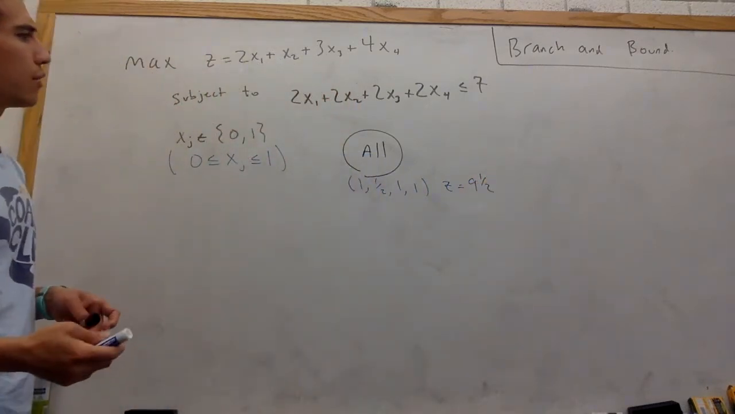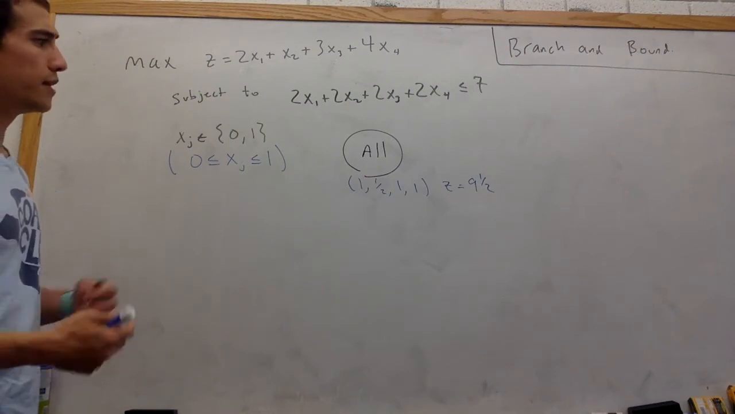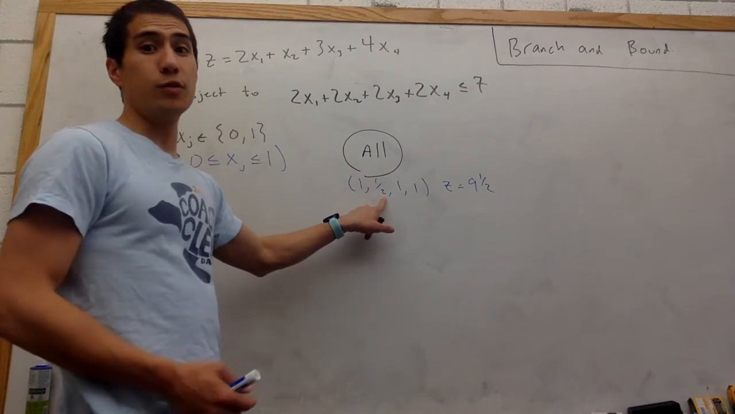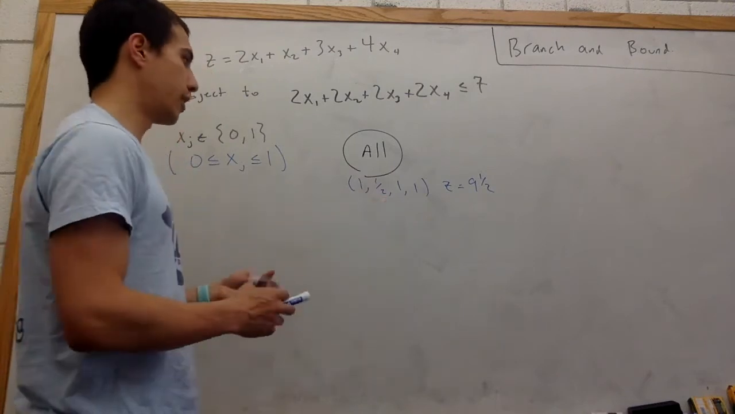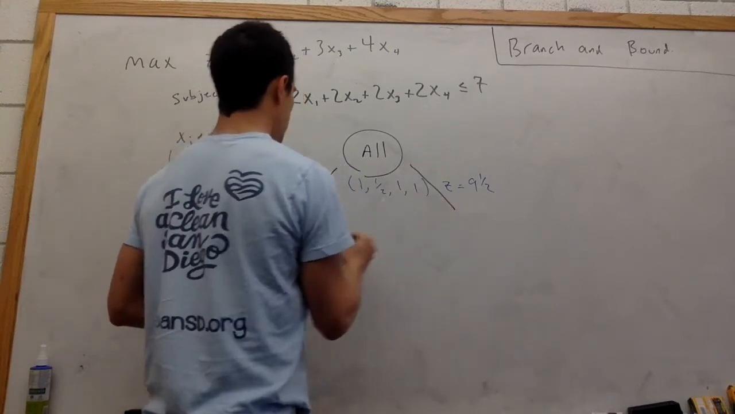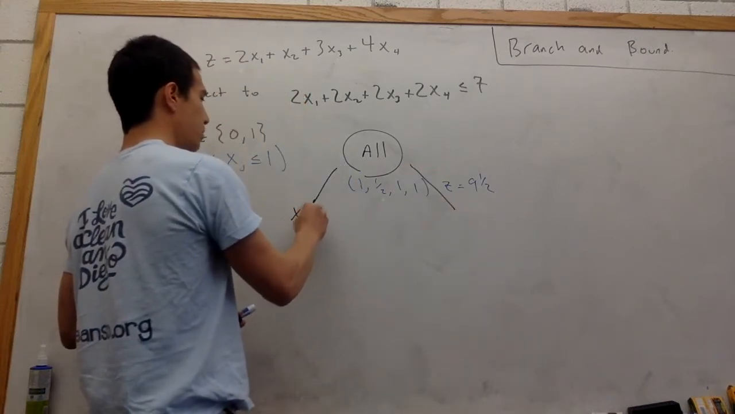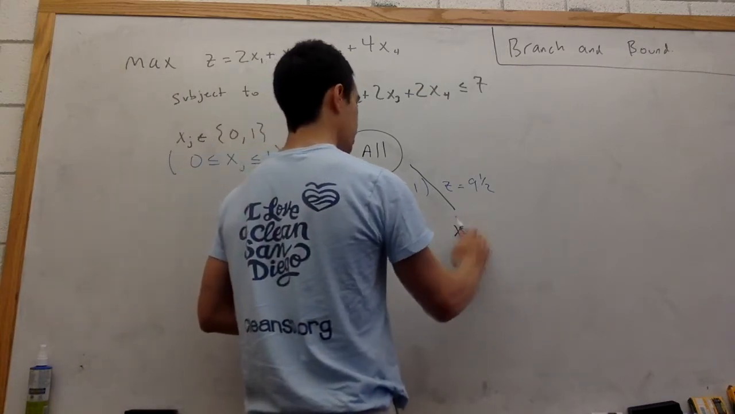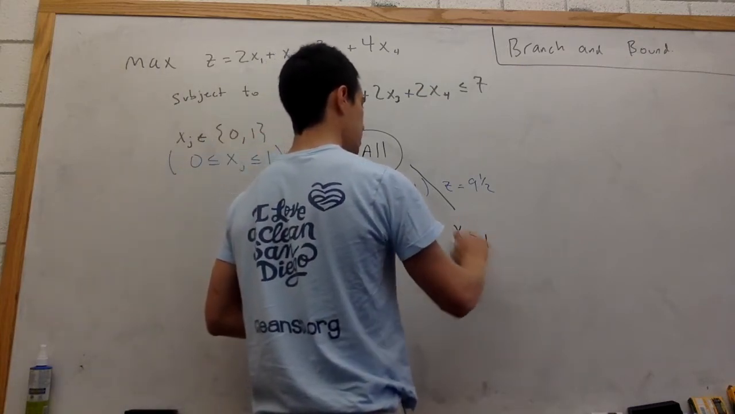Okay, and now this is not a feasible solution for a binary problem because this value is 1 half, right? It's not either 0 or 1, so we're going to have to branch here. So let's branch, and our two branches are going to be when I set, let's say, x1 equal to 0, and when I set x1 equal to 1.